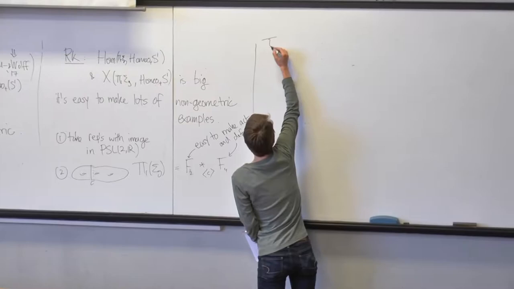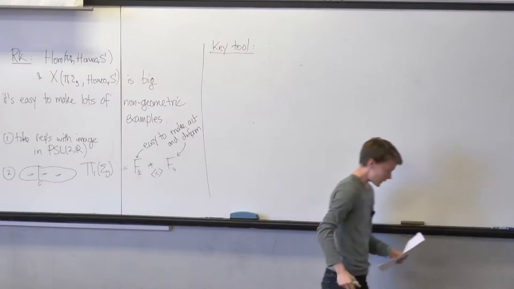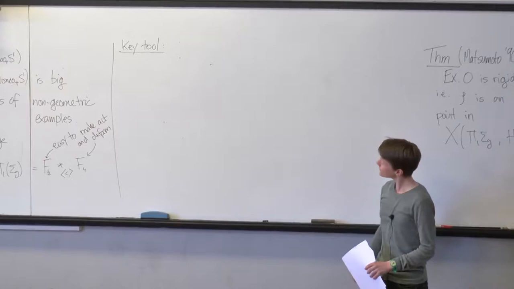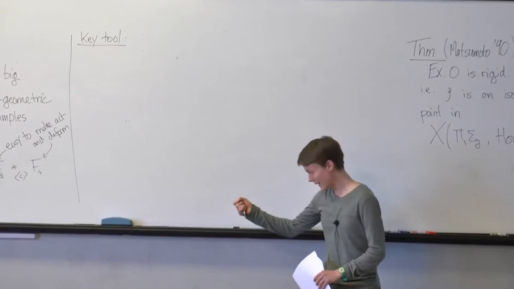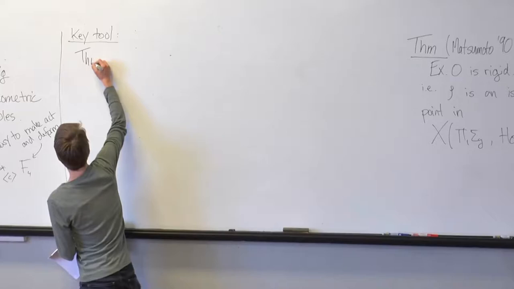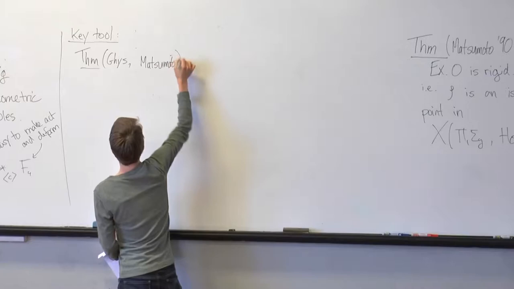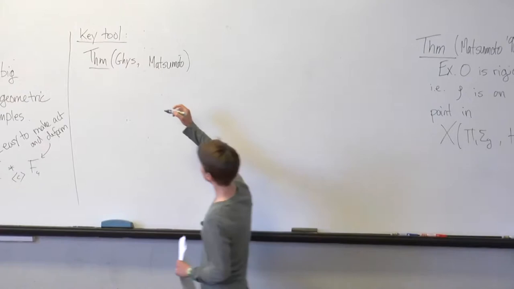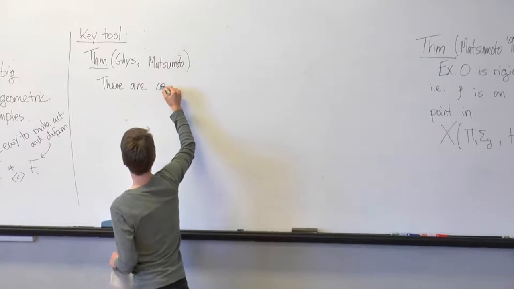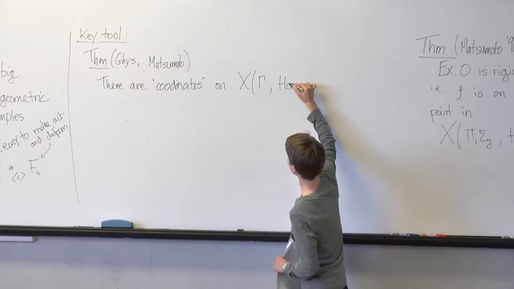A key tool, which is also another kind of beautiful analogy between the linear case and the surface group case, is in fact part of how you see that representations up to semi-conjugacy form a Hausdorff space and a reasonable quotient. It's the following theorem, due to Ghys and rephrased in the way I'm going to state it by Matsumoto. It says that there are natural coordinates on the space of actions of any group on the circle up to semi-conjugacy.